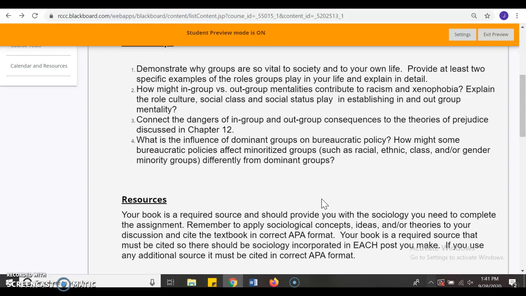And then number 4, the influences of dominant groups on bureaucratic policy. So when you read in the text, you'll see that dominant groups are the groups that have held institutional power for a long time. And in the United States, this tends to be the white racial group. Men tend to have held institutional power. People from a Christian background have tended to hold institutional power. And then think about the way that these influences of the dominant group have affected minoritized groups.